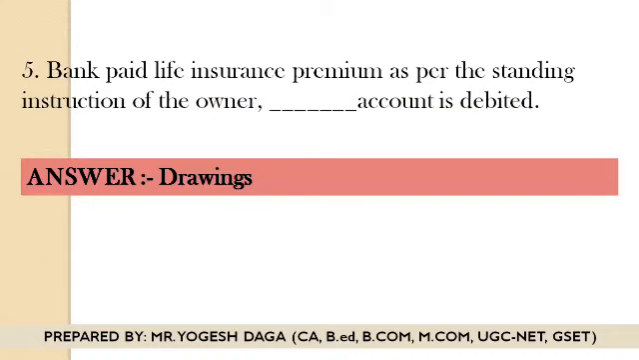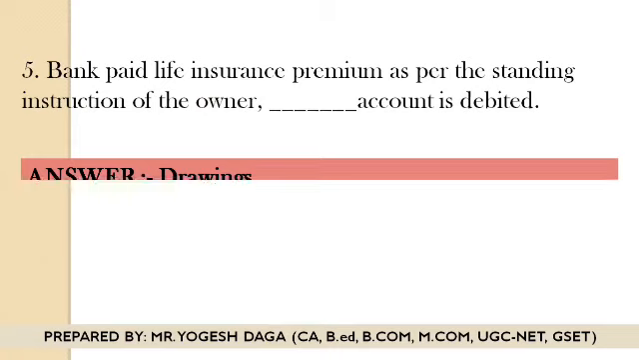Yes, the drawings account will be debited because since it's a life insurance premium, the life is ours. It's our personal life. So when we are paying for our personal life, it is always our personal expense. Any type of money which we are paying out of the business for our personal use only is always known as drawings. So which account will be debited? It is the drawings. Okay, so next question.